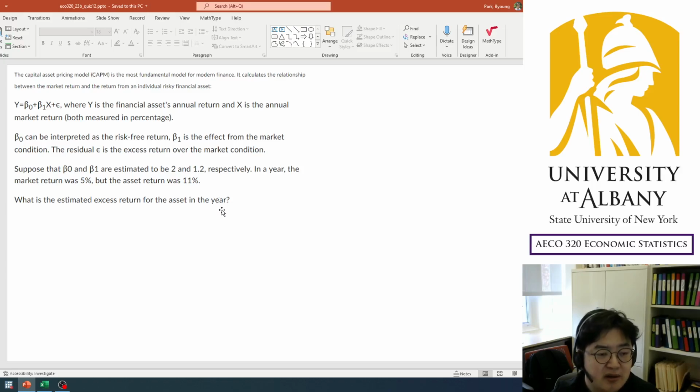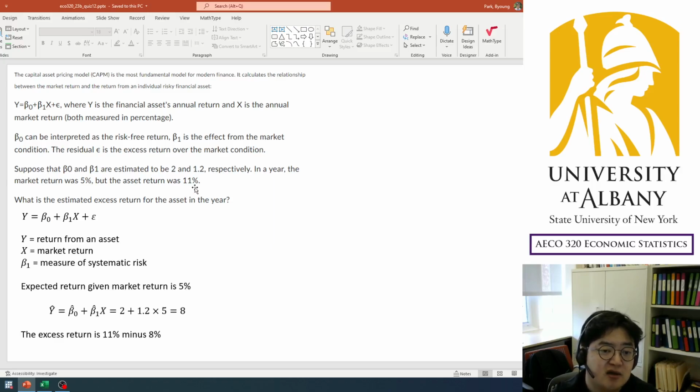So the question is long, but in the end, what I'm doing here is to calculate the residual. The residual is what we are calculating. So again, the linear regression model is set like this. Y is the return from an asset, and X is the market return. So we assume asset return can be explained by the market situation, and beta 1 is the systematic risk.